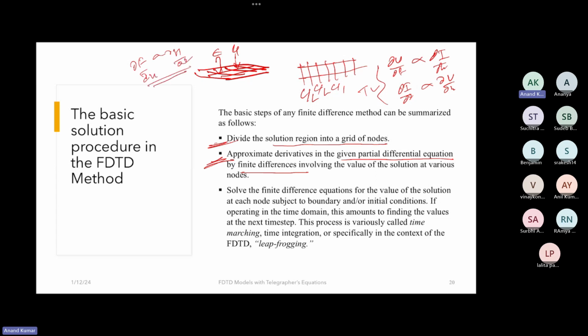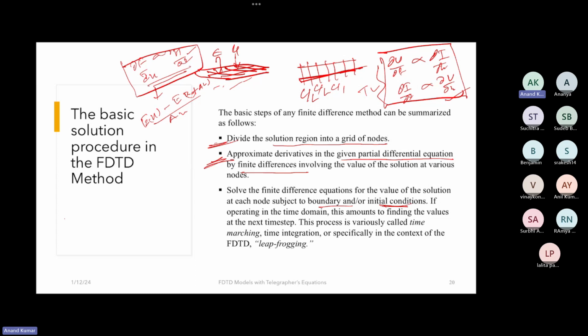So the next step is you have to use finite difference of electric field at different points, discretize them, and so this form you'll discretize each of these values and then get the approximate expression for the Maxwell's equations or the telegrapher's equations. And then once you have divided your space and discretized your equations, then you try to solve the finite difference problem subject to the boundary and initial conditions.